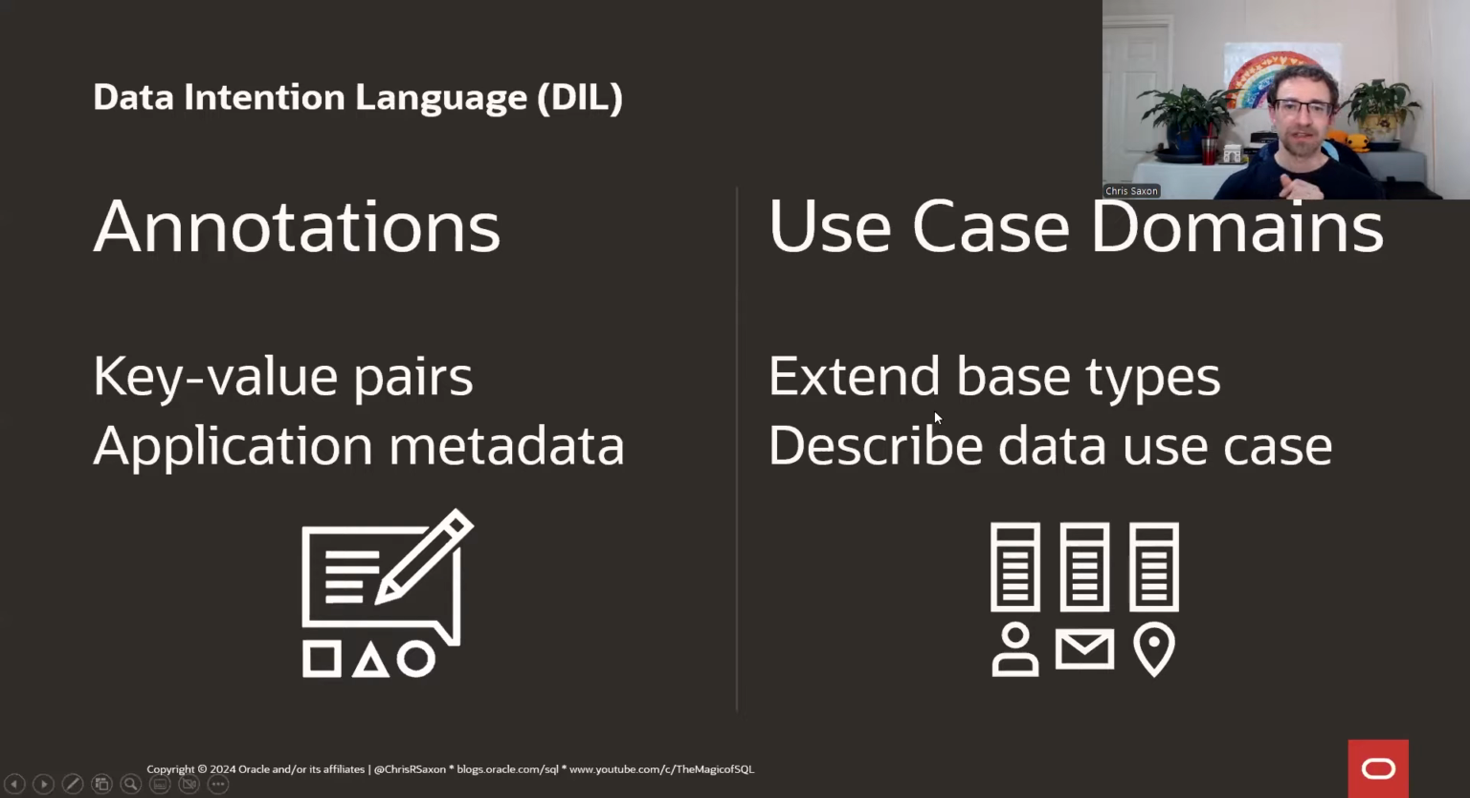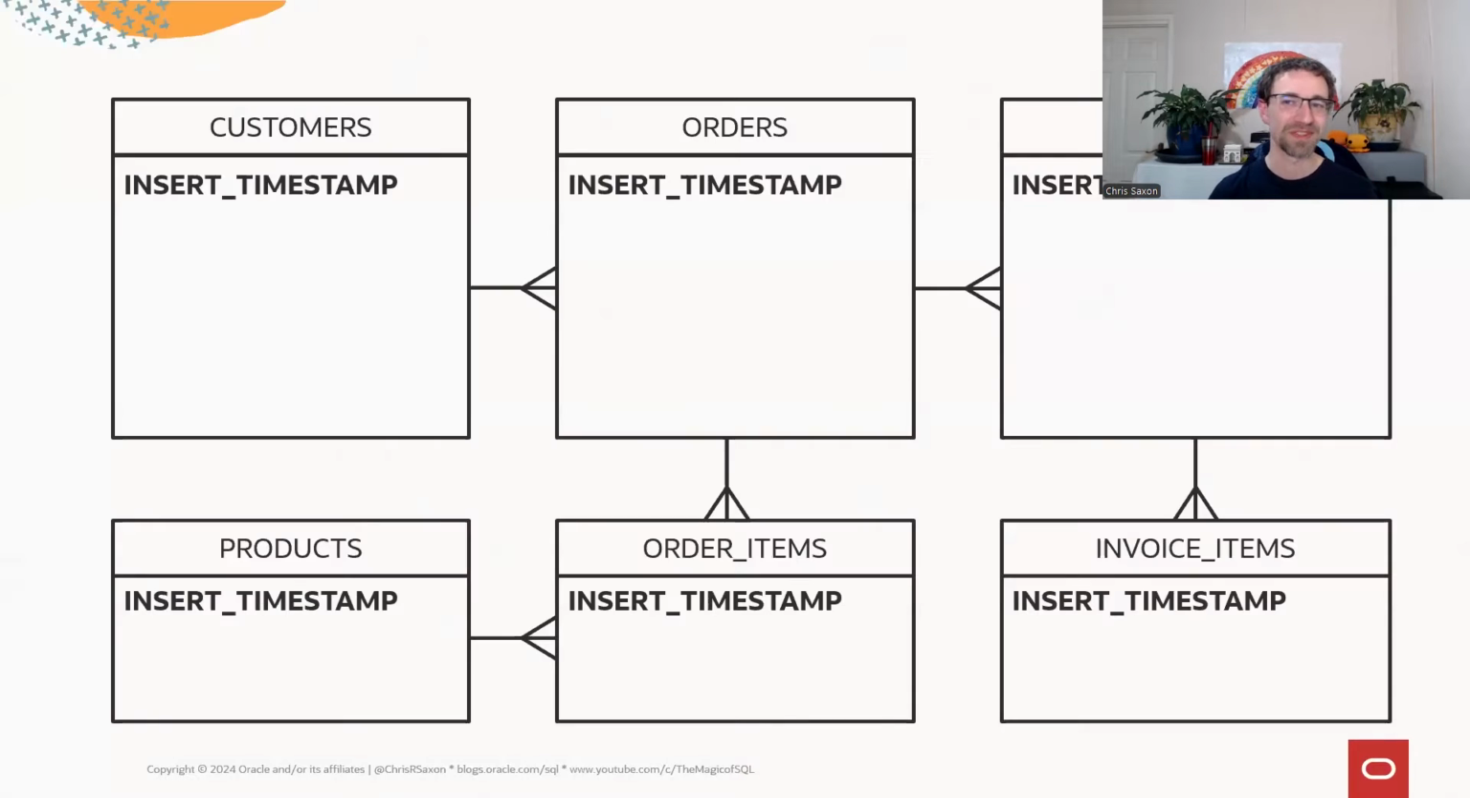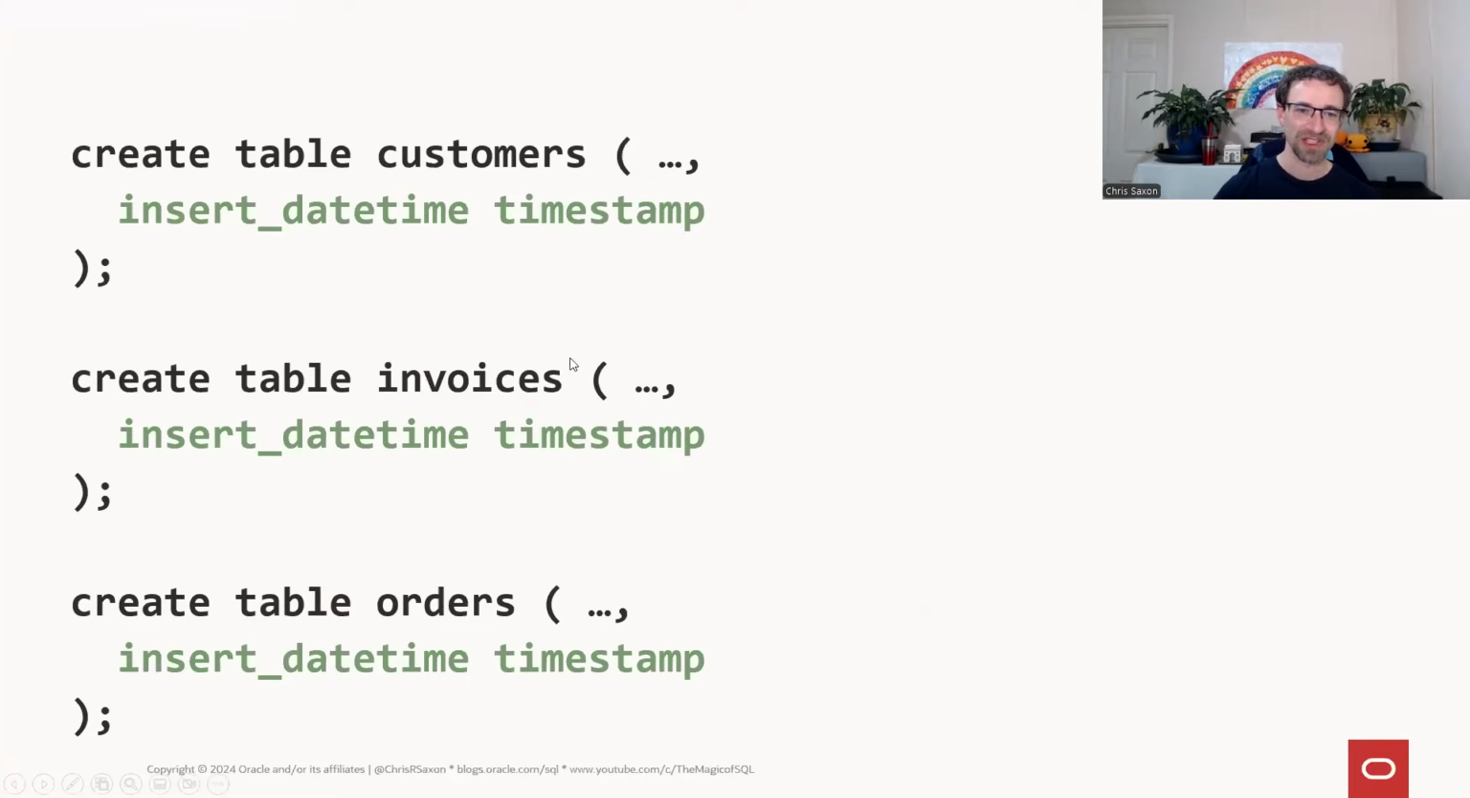So let's see these in practice and see how they work, and start with those common values we're going to use. We'll start with our insert timestamp. Now, we want every table in the database to have our insert timestamp column. It's really common, it's useful for things like auditing and debugging, so you can know when each row was added to the database. So we can create our tables and have our insert timestamp columns or date time columns with a timestamp like this.